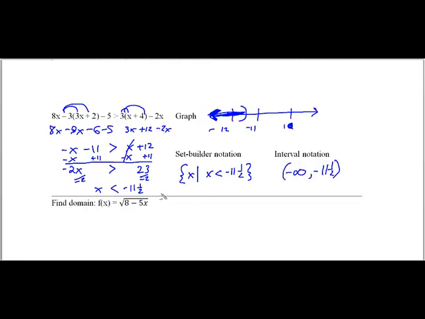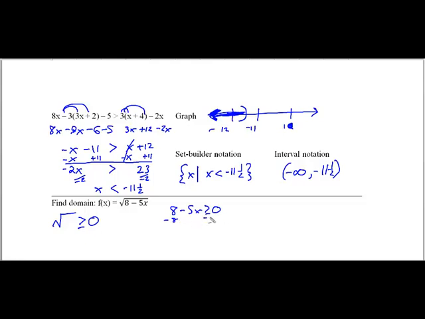Now our final homework problem of that section is to look at this domain. Now every square root has to be greater than or equal to 0. We can never have a square root that's less than 0 because if we do, it's an imaginary number. So what we're going to do is take this equation and set 8 minus 5x greater than or equal to 0 and solve for x.